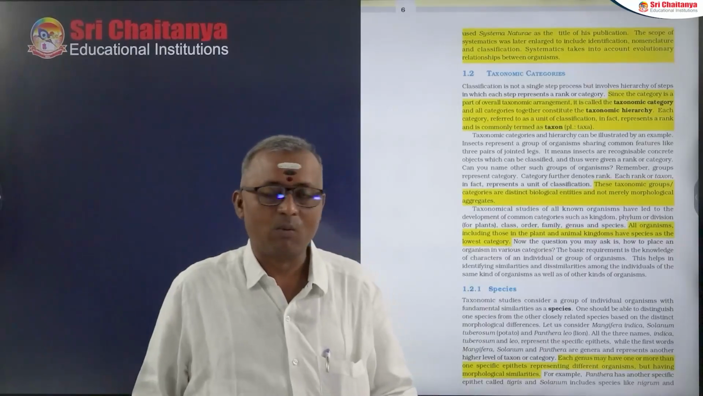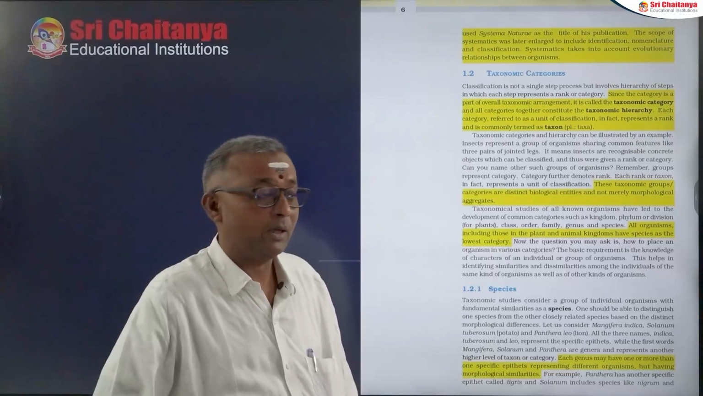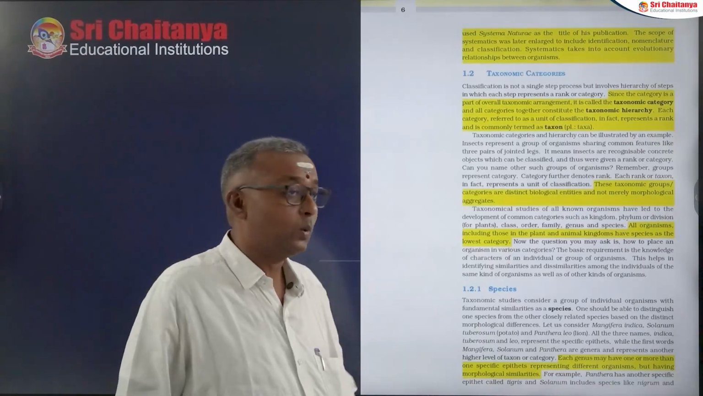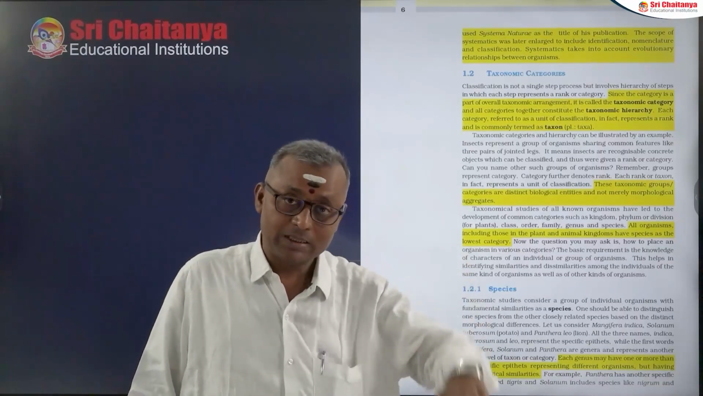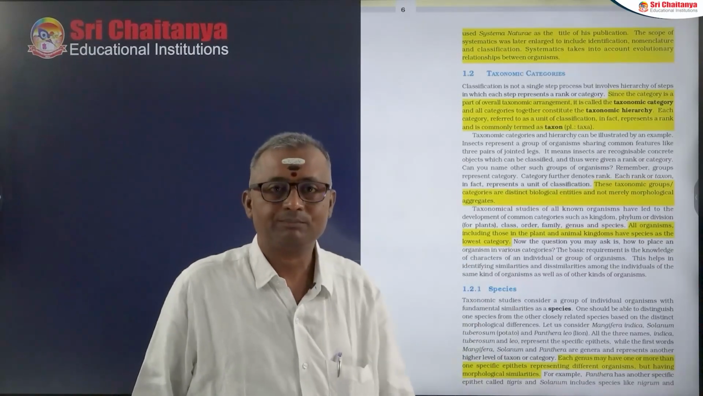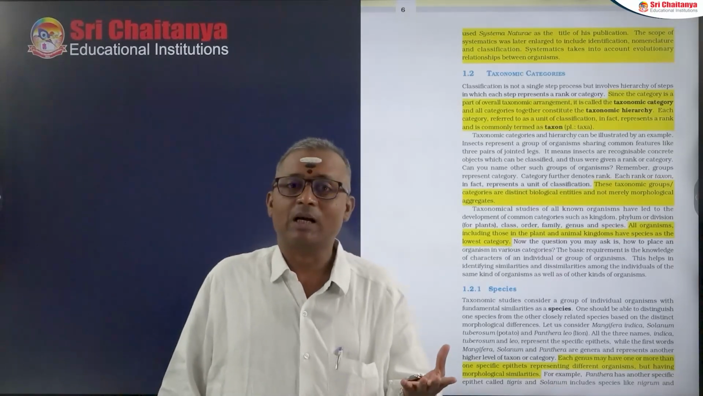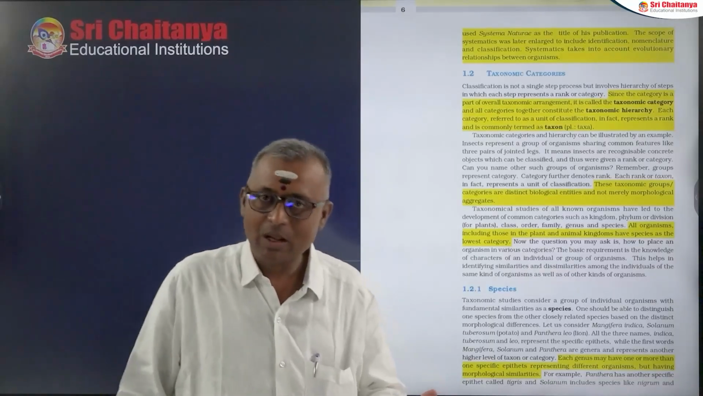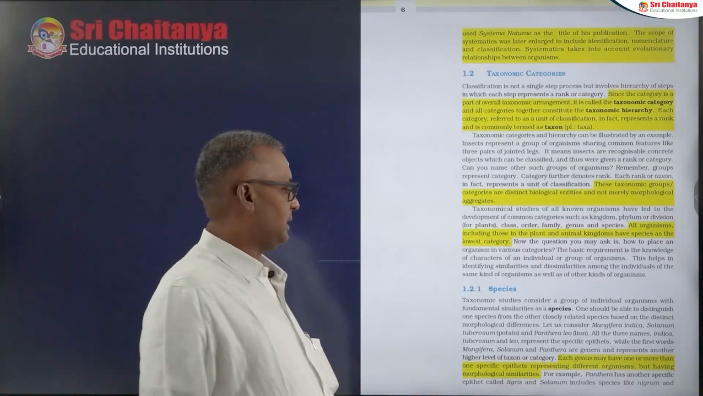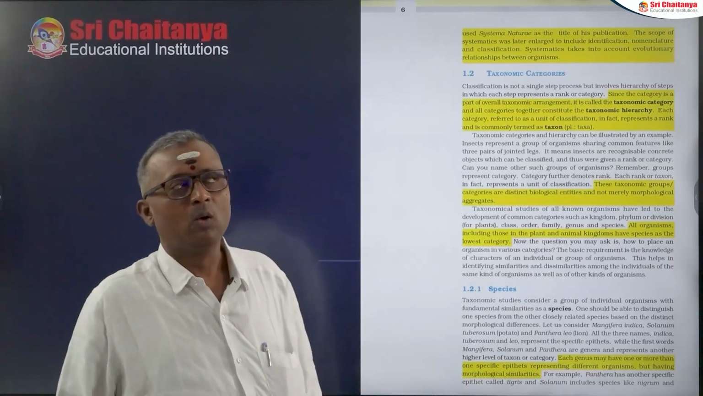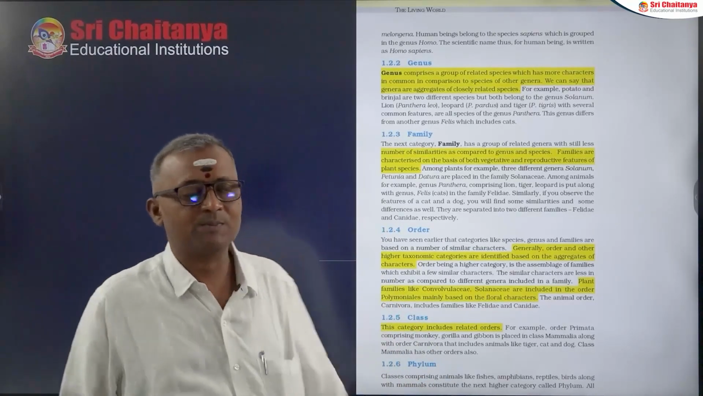Some genus will have only one species, monogeneric. I mean, a single species may be included in a genus, or many species may be included in a single genus. Let us take some examples. Under Solanum, we have Solanum tuberosum, Solanum melongena, Solanum nigrum. Like that we have different species. In the same way, Homo sapiens is nothing but human. Homo is a genus and sapiens is the species.